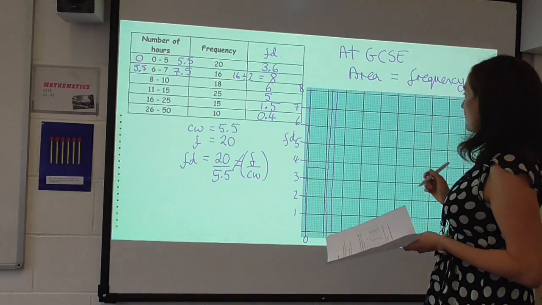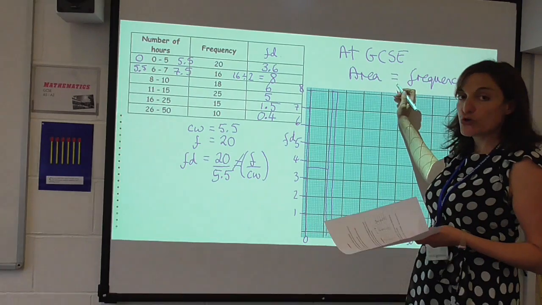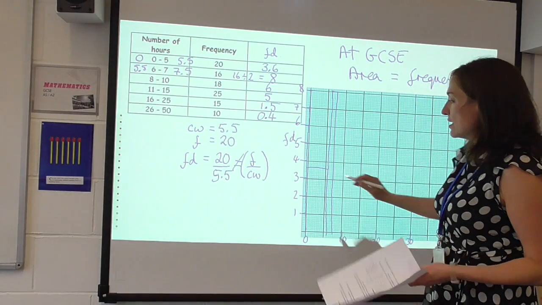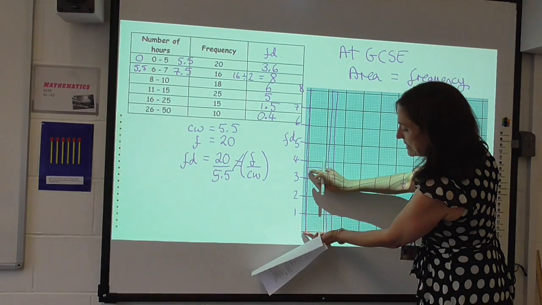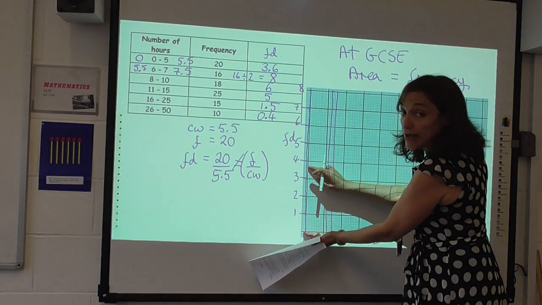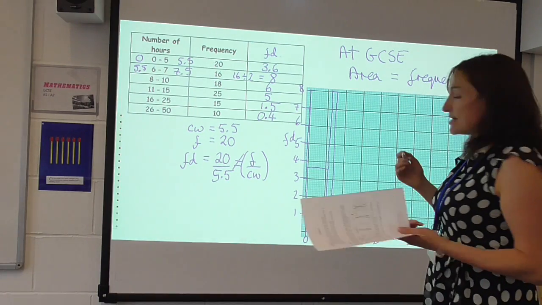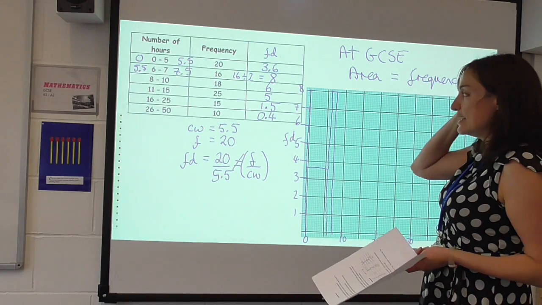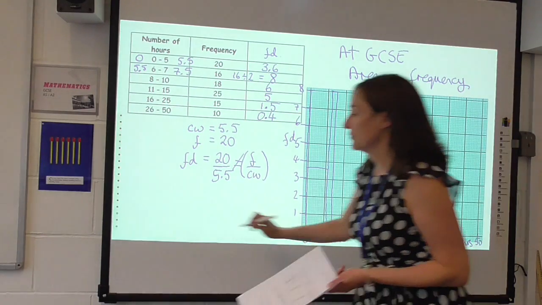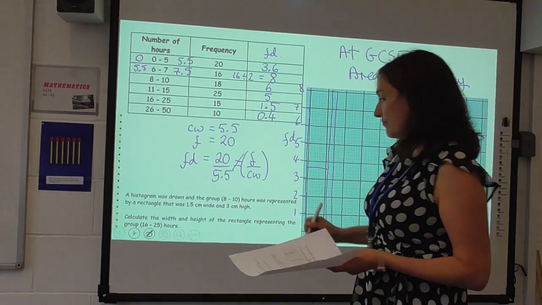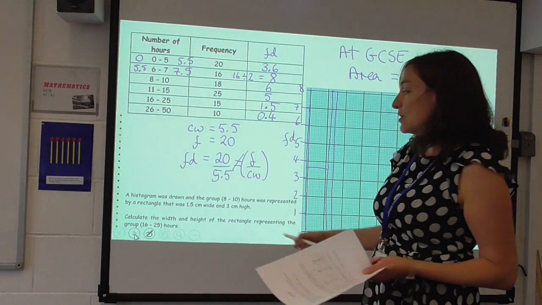At A level, the area is proportional to the frequency. So it's equal to a number times the frequency. So in fact, that distance there isn't necessarily, scale-wise, it might not be 3.6, it could be 7.2. So what we do to deal with that is we don't actually draw a histogram at all. We think about how we calculate area. So first of all, we're looking at the question here.